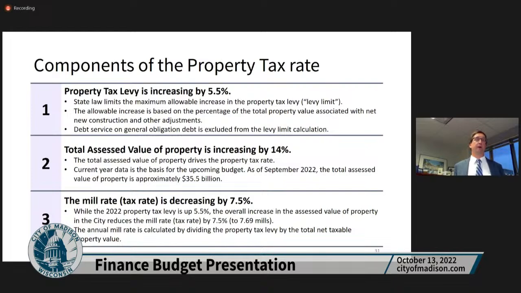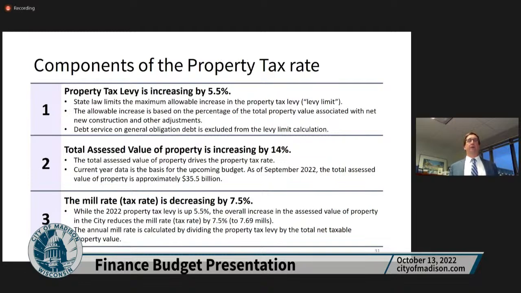And that reflects the amount of construction, both new construction and rehabilitation and so on, and that increased value from that. The levy calculation also includes increases in debt service, which are not limited under the state law limit, but those have been going up, and we'll touch on that in a little more detail.